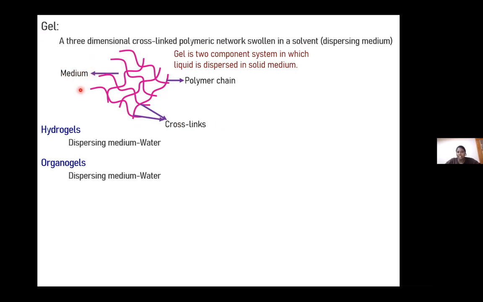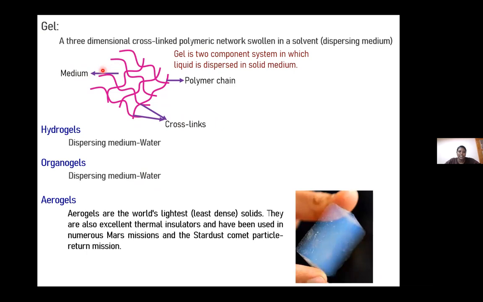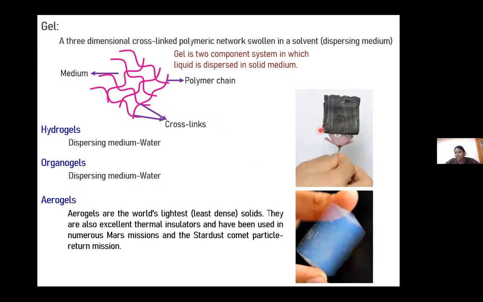If it's an organic liquid, then it is called an organogel. If there is nothing, just air in the polymer, then it's called an aerogel. Aerogels are the world's lightest solids, and they are very useful in space missions as they are very good thermal insulators. In this picture, you can see the world's lightest material, which is a graphite-based aerogel. It just stands on a flower.